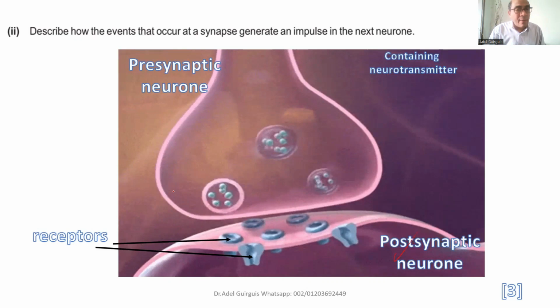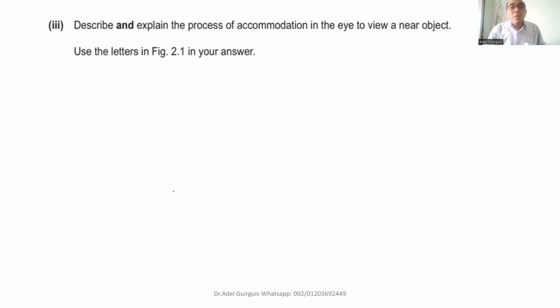Now describe and explain the process of accommodation in the eye to view a near object. One of the functions of the eye is the accommodation process. Accommodation means focusing for a near object or far object. What happens if we put this marker in front of our eyes?